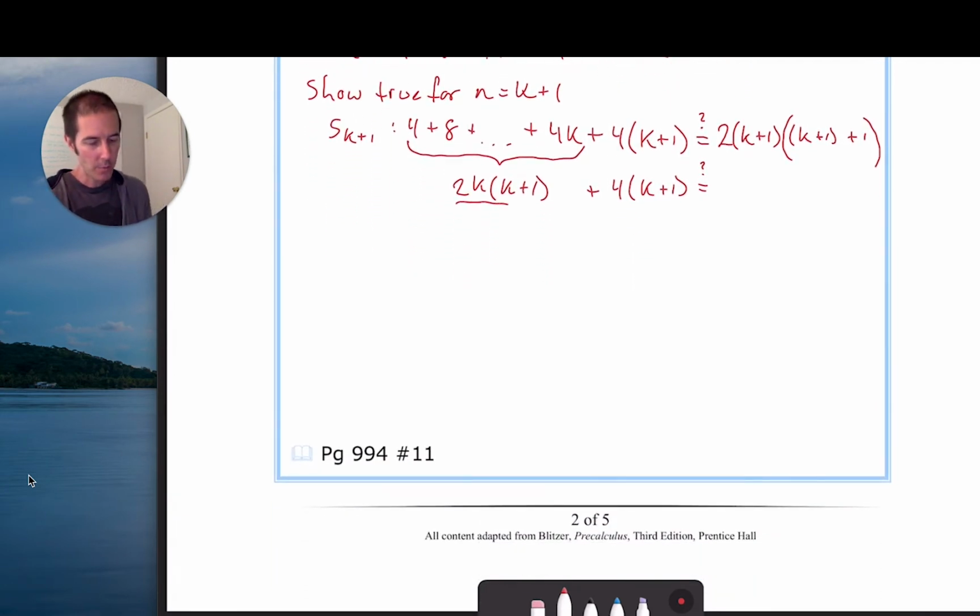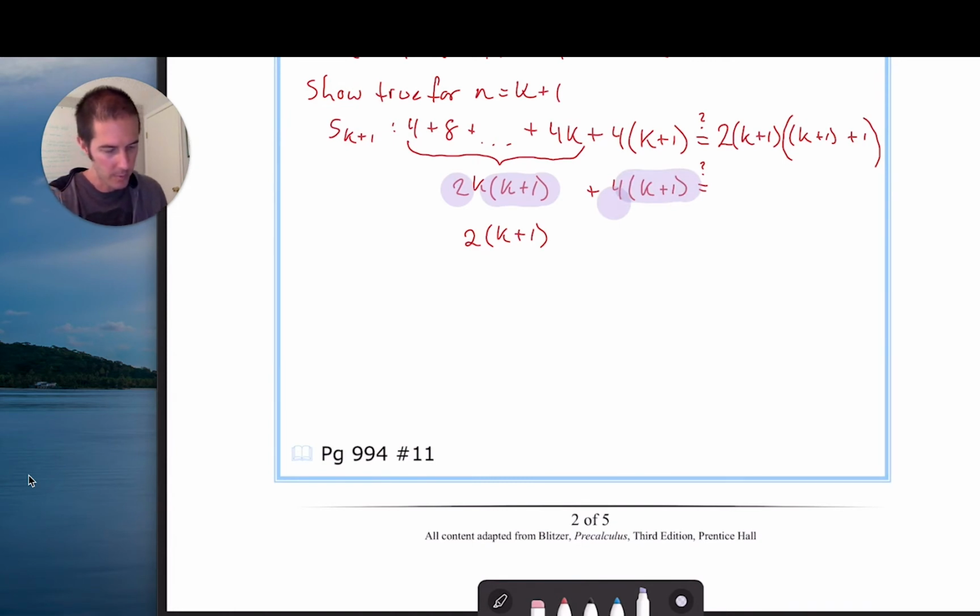We now have 2 terms, this term and this term. Those 2 terms share some common factors. There's a multiple of 2 right here, and inside of that 4, there's a multiple of 2. There's also a multiple of k plus 1 and a multiple of k plus 1. So I'm going to take out those 2 common factors. That was a 2 times a k plus 1. And after I take the 2 and the k plus 1 out of here, and half of the 4 and the k plus 1 out of here, what am I left with? A multiple of k and a plus 2.